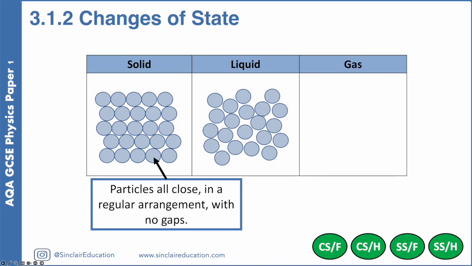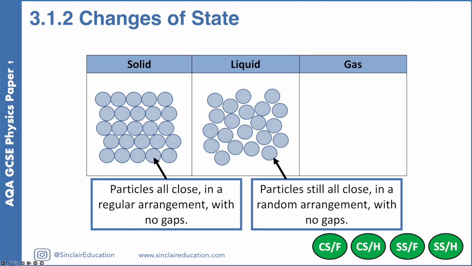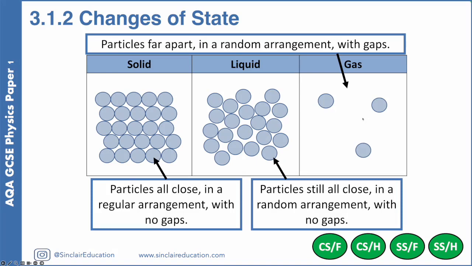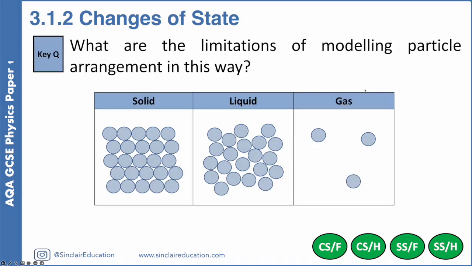With a liquid, they still need to have very few gaps between, and to criticize this model, only these particles here and here are really touching. Every particle should be touching another particle with very, very few gaps at all. But you're going to start to see this random arrangement. While in a gas, you now want the particles far apart with loads of gaps and completely randomly arranged.